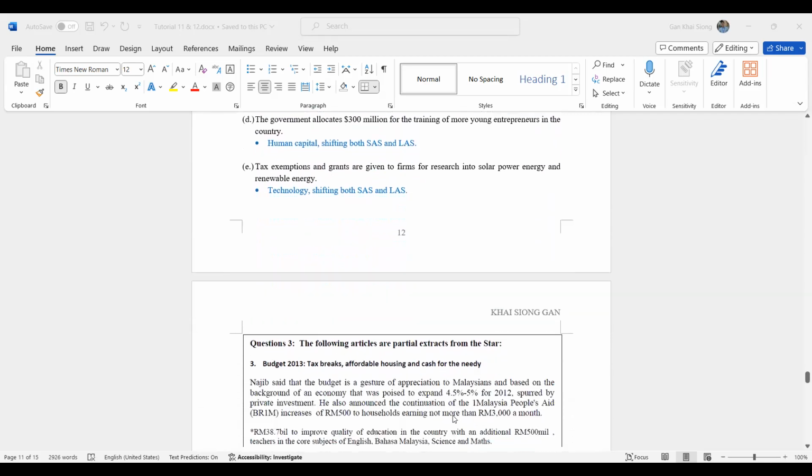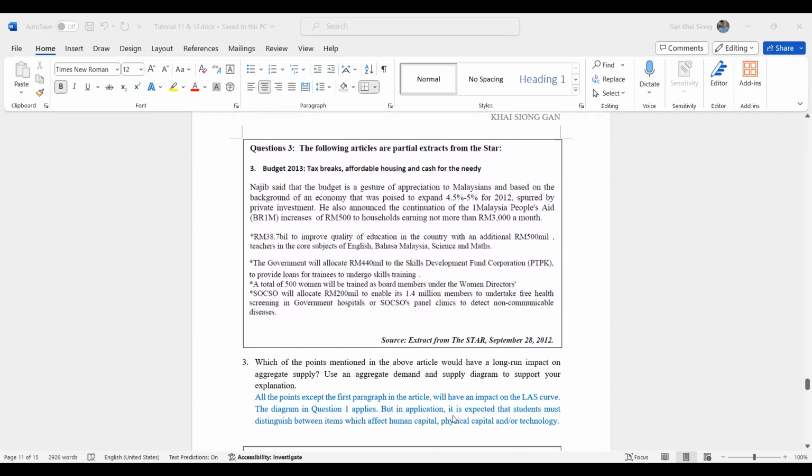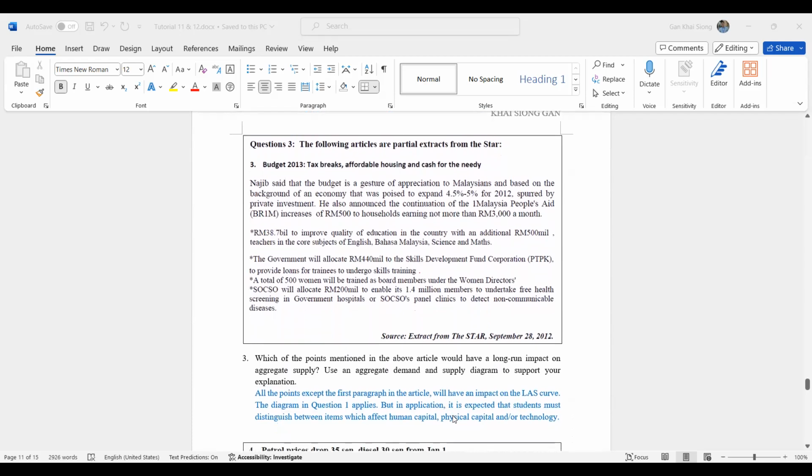Okay, so quick one. Next question. Question 3, basically they talk about some initiatives being implemented by Najib at that time. So for example, first one, you can straight away see the bullet points over here. 38.7 million to improve the quality of education, and they get more teachers as well to teach the core subjects. And also the next one, the government will allocate 440 million to the skills development fund, and to provide loans for trainees to undergo skills training.